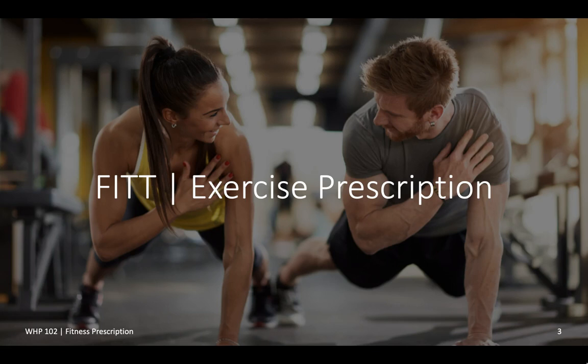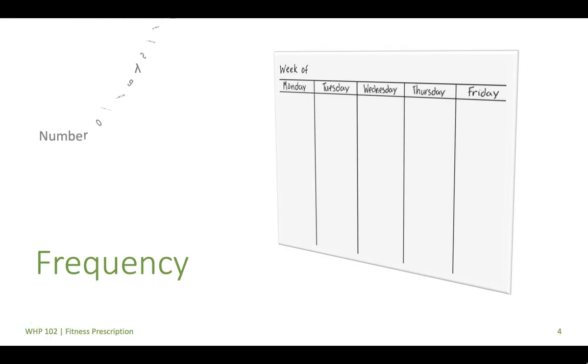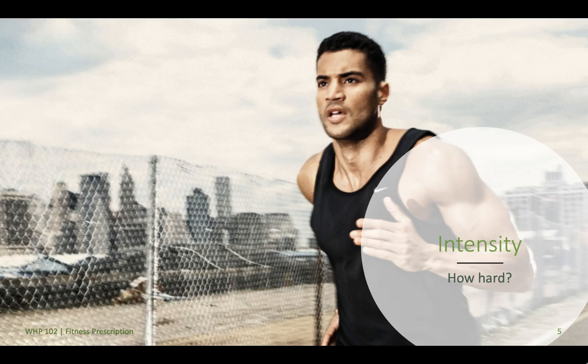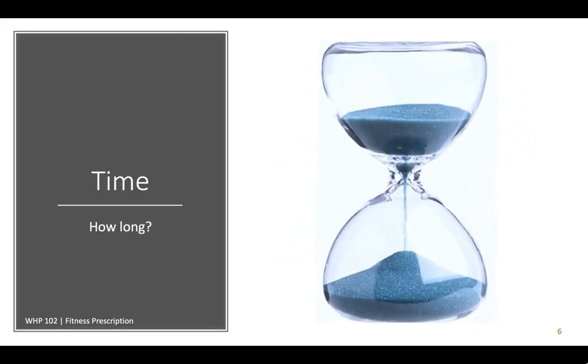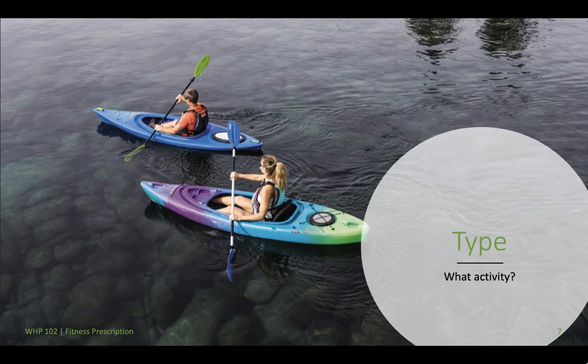First, we are going to address FITT to help you put together an exercise prescription. F-I-T-T stands for: the F stands for frequency, or the number of days per week that you participate in physical activity. I stands for intensity, or how hard you exercise. T stands for time, or how long your exercise session lasts. And the second T stands for what type of exercise. When you put this all together, you will have a plan of action to implement or increase your exercise program.